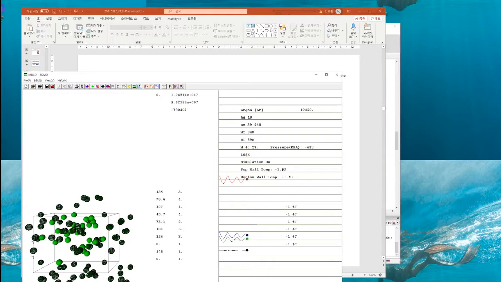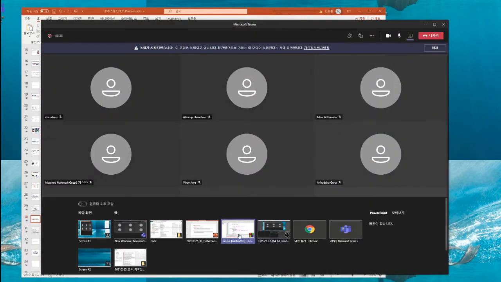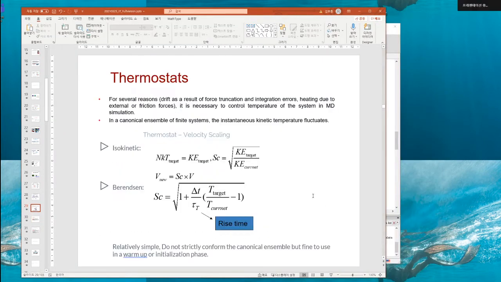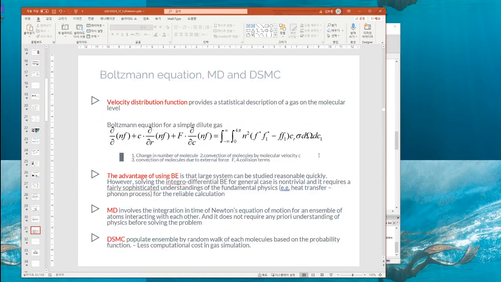Looks like it's difficult to see this with LAMMPS. All right, so let me go back to my presentation file. I showed you how the velocity scaling thermostat and the Nose-Hoover thermostat actually look in MD.